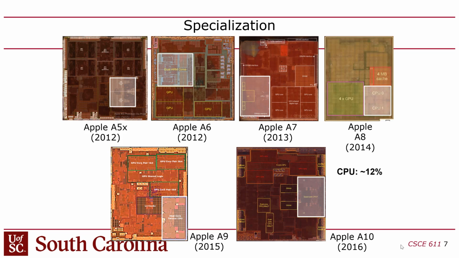If you look at a die picture of a typical embedded processor, like the Apple processor, and I've got pictures of the A5 to A10, obviously now they're at the A15 or whatever, you notice that only a very small portion of the die, the actual chip, the real estate on the chip, is actually the CPU that runs the operating system.